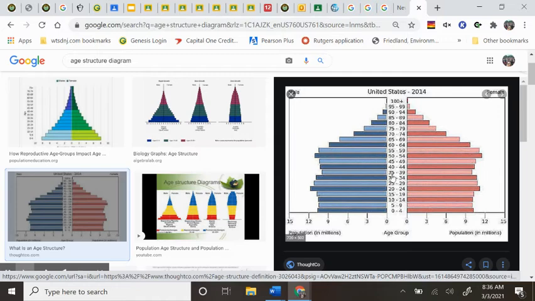So notice as we get up, and this is the United States in 2014, there are many fewer individuals that are 100 plus years. Okay, notice how small that is. The majority of the people are roughly in 20 to 24, I guess, or 50 to 54. To me, this looks like almost like a column. So this means that we have pretty much stable or zero growth in the United States. Okay, so this is how those ages reflect the age structure diagram.